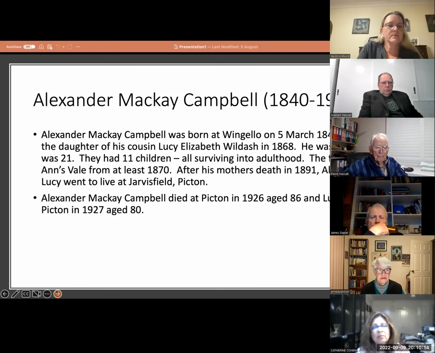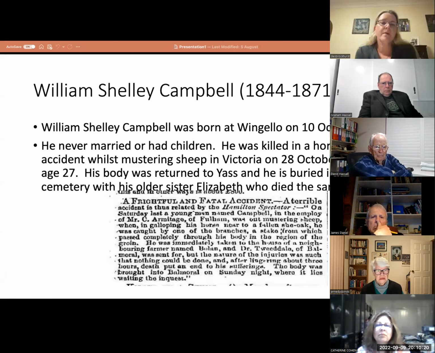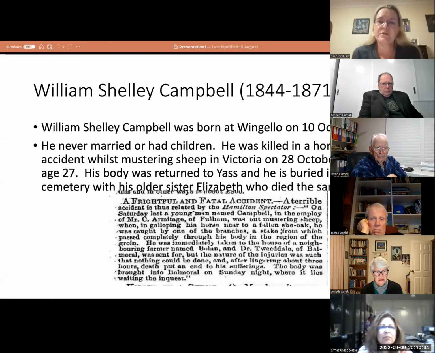Shelley Campbell, born in 1844, never married or had children and was killed in a horse riding accident whilst mustering sheep in Victoria in 1871. His body was returned to Yass and he's buried in the Yass Cemetery with his older sister Elizabeth, who died the same year. So pretty tragic, really.